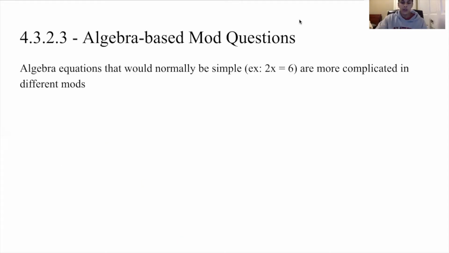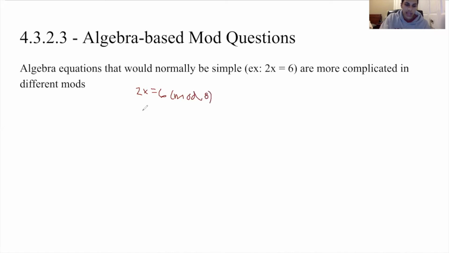So now we're going to talk about simple algebra-based mod questions, where it's asking you to find the value of a variable. So normally algebra questions like this would be simple, for example, if we had 2x equals 6, and this was the one we had earlier that I used as an example, you could pretty easily say that x is equal to 3 because 2 times 3 equals 6. But in different mods, they're definitely a little bit more complicated because you can actually have multiple answers to these questions.